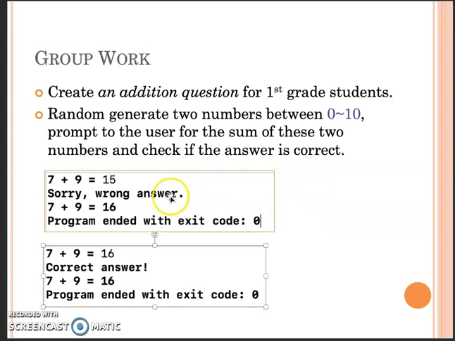We will do the if-else statement. Because you see, after you randomly generate two numbers and prompt the user, we can check whether the user's answer is correct or wrong. If the answer is correct, we display correct answer. If the answer is wrong, then we display sorry, wrong answer. So you see that's a very typical if-else statement.